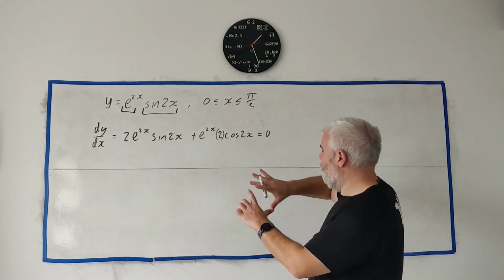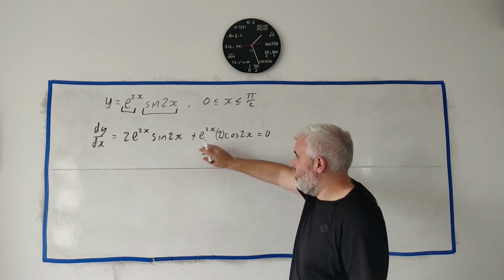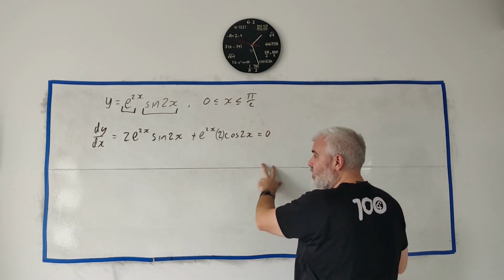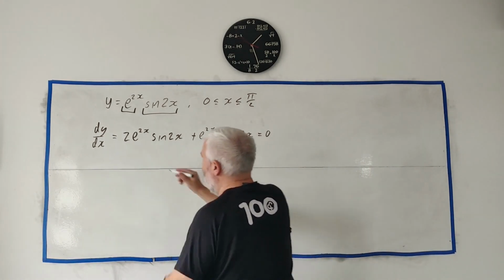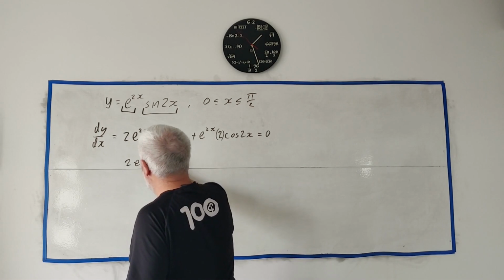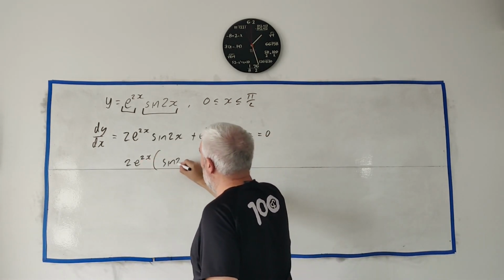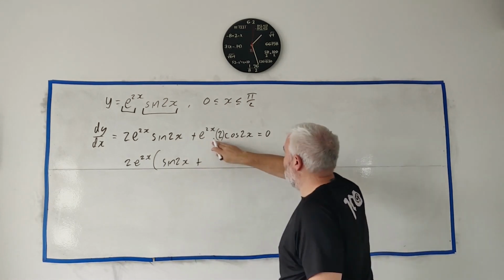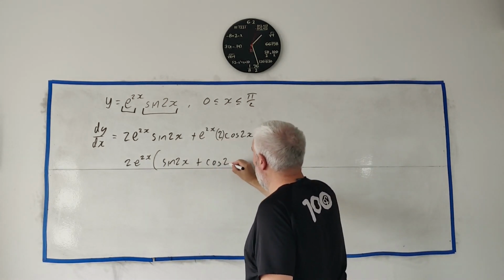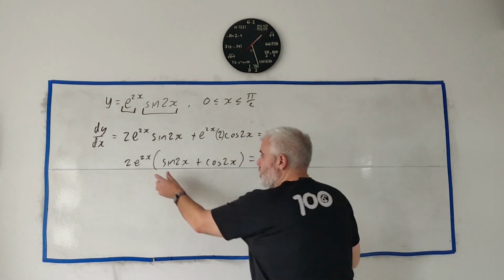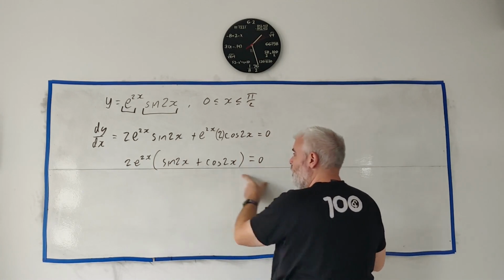So let's try and expand things out of this. There's common terms in both of these terms. In all three, you could think 0 has everything in it. So 2e to the power of 2x goes into both of them. 2e to the power of 2x goes into this one sine 2x times, and it goes into this one cosine 2x times. So this gives us two answers really: this is equal to 0 or this is equal to 0.